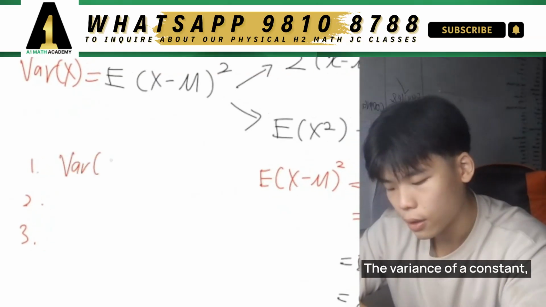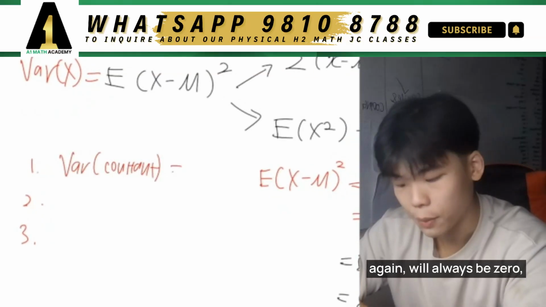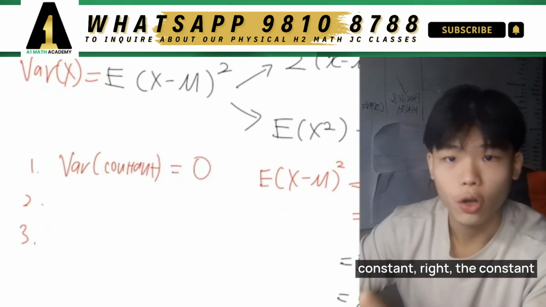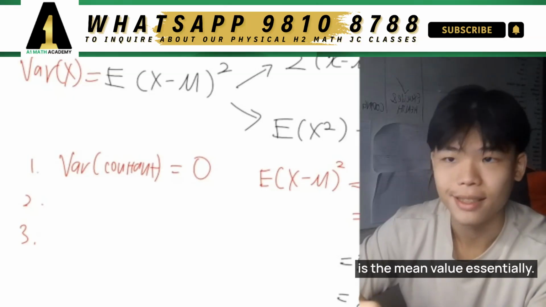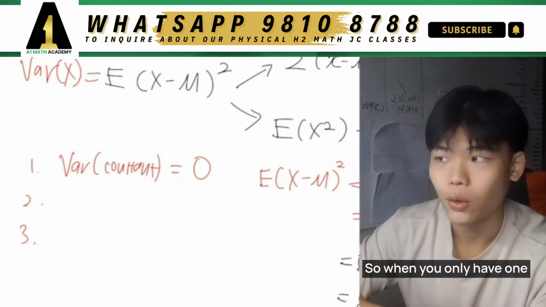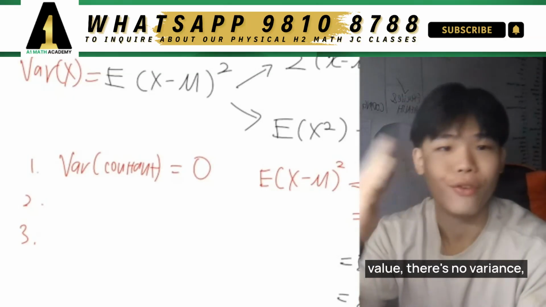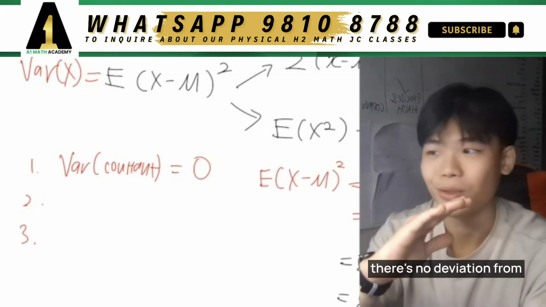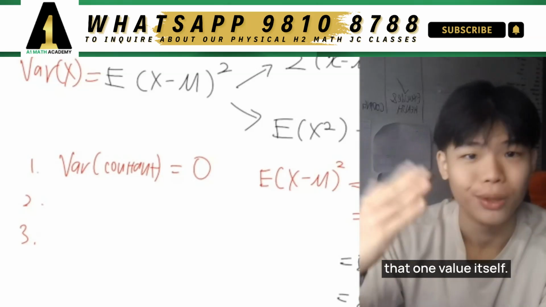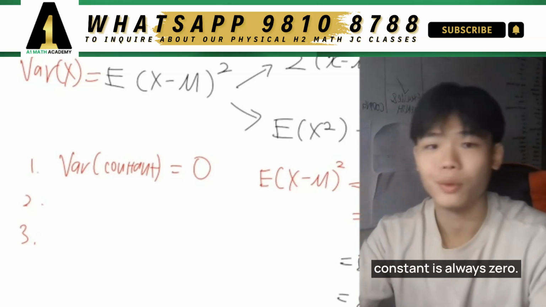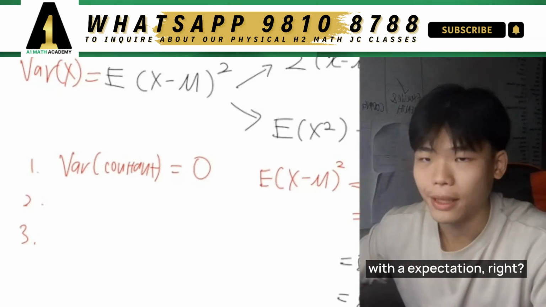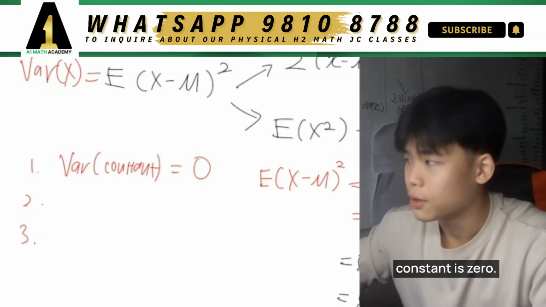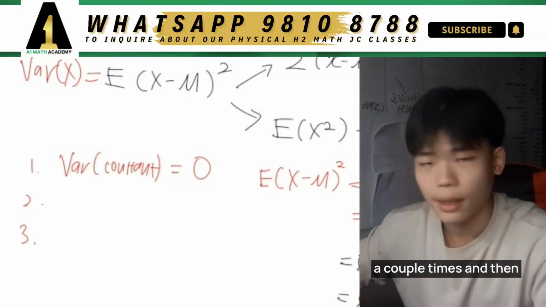The variance of a constant, again, will always be 0. Because when you have a constant, the constant is the mean value, essentially. So when you only have one value, there's no variance, so to speak, because there's no deviation from that one value itself. So the variance of a constant is always 0. So don't mix it up with expectation, right? The variance of a constant is 0. You just repeat this to yourself a couple of times and then you remember it already.